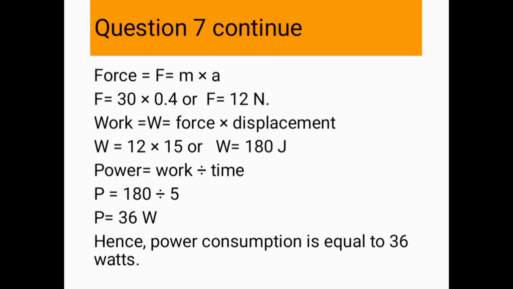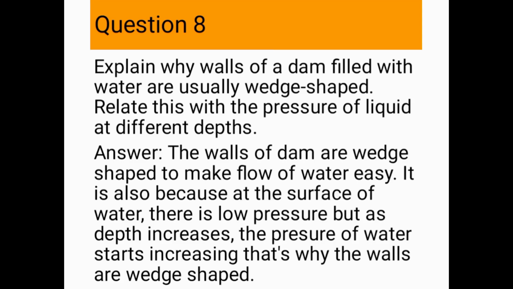Work, W equals force times displacement. W equals 12 times 15, or W equals 180 J. Power equals work divided by time. P equals 180 divided by 5. P equals 36 watts. Hence, power consumption is equal to 36 watts.